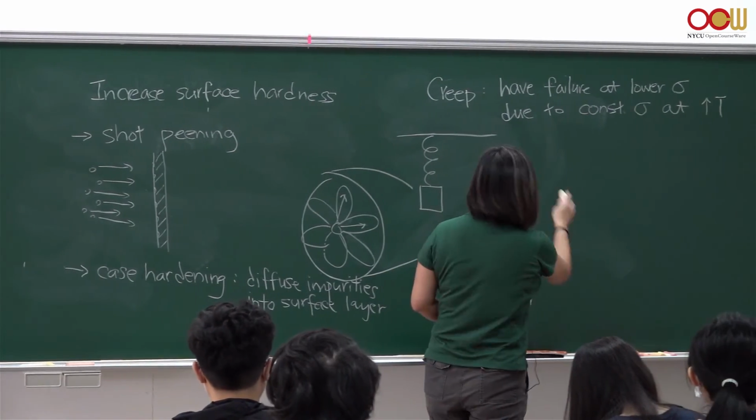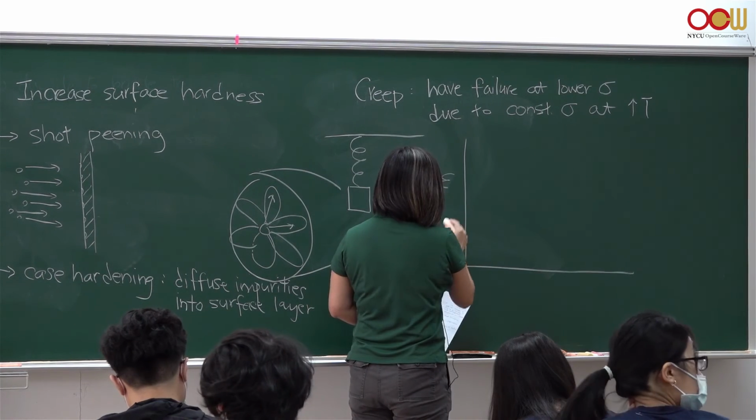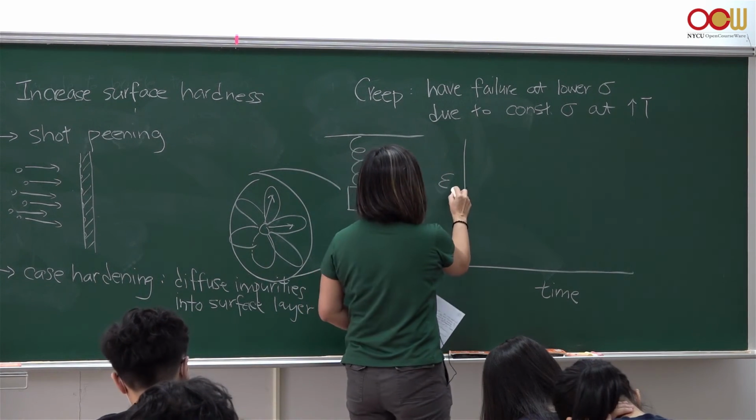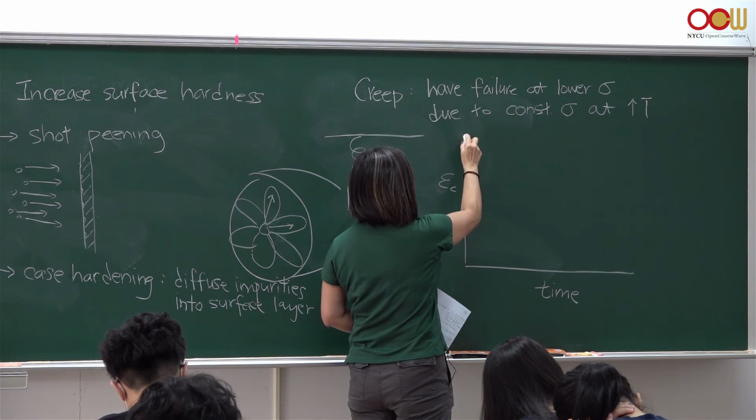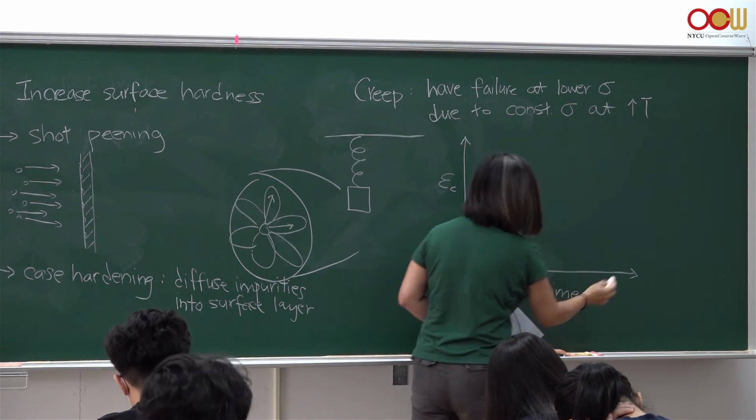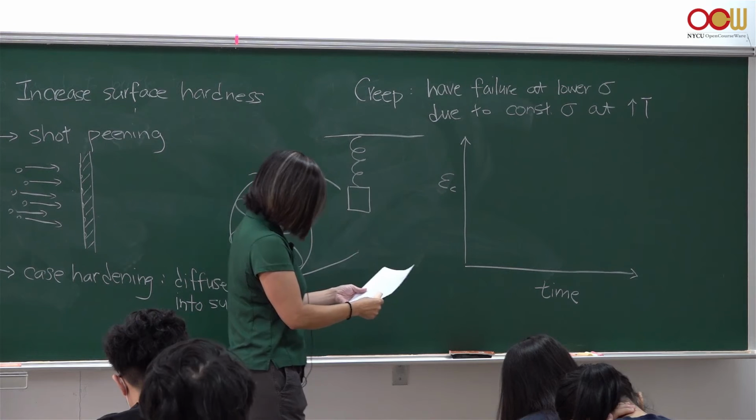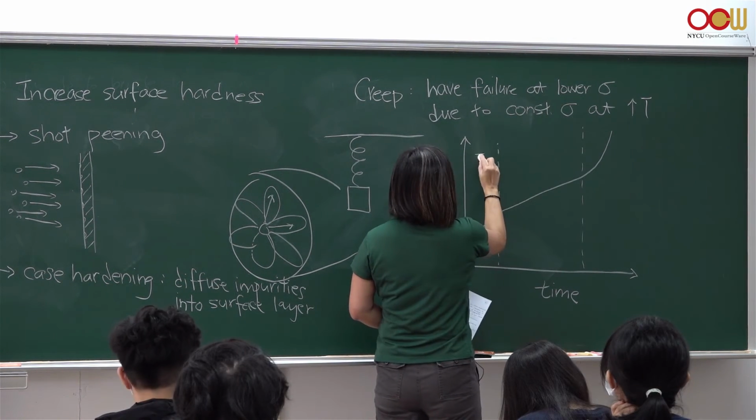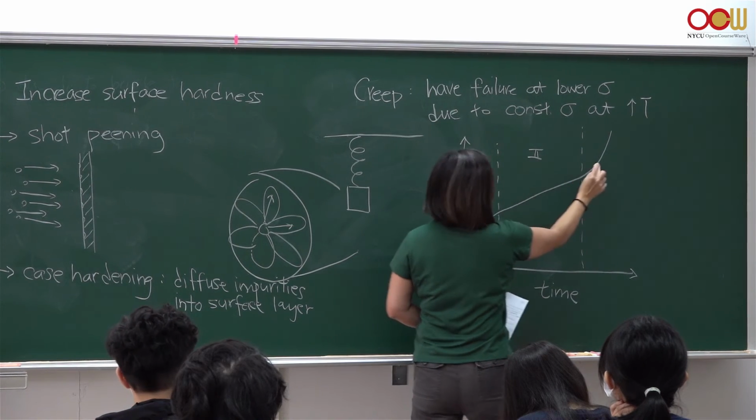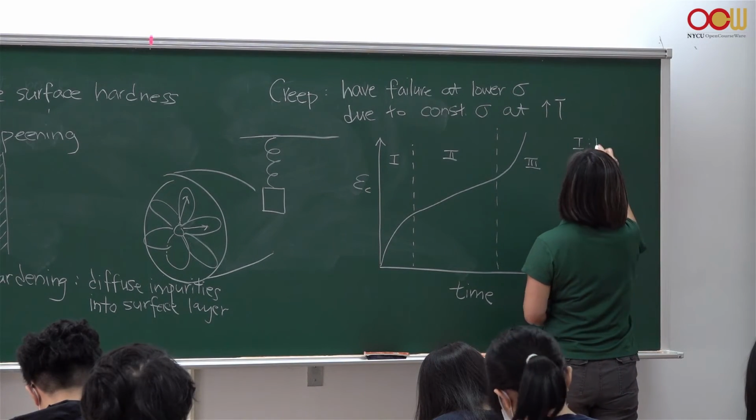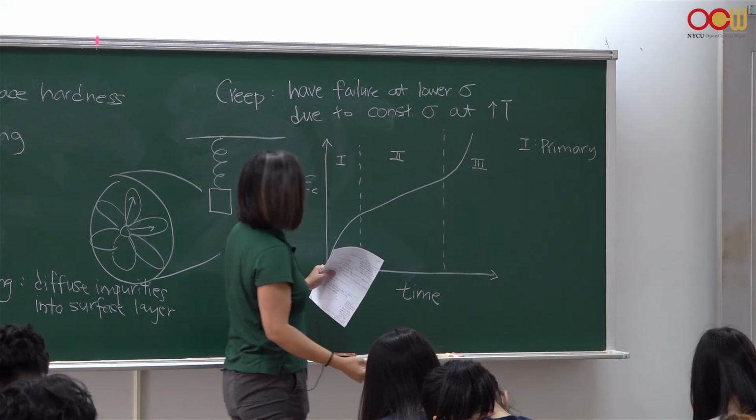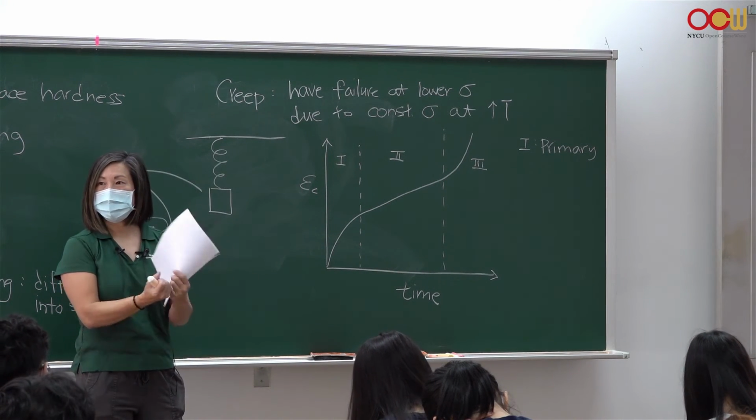When you look at creep, you look at elongation or strain versus time. So this is elongation or strain due to creep and time, and you're going to see behavior that looks something like this. It will go through three stages. Stage 1 is called primary creep, and some of the elongation is just due to the bond stretching.